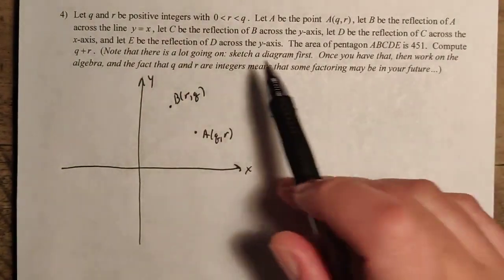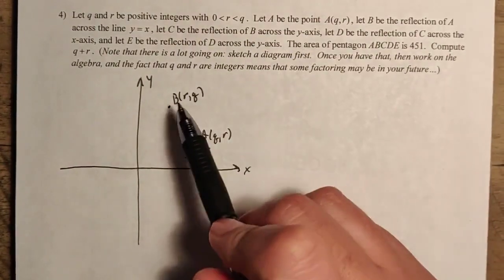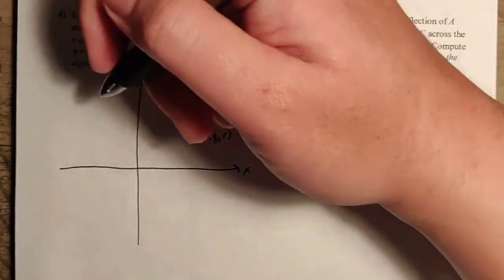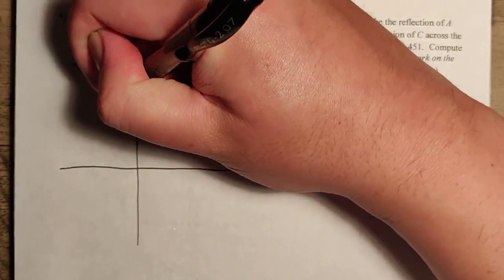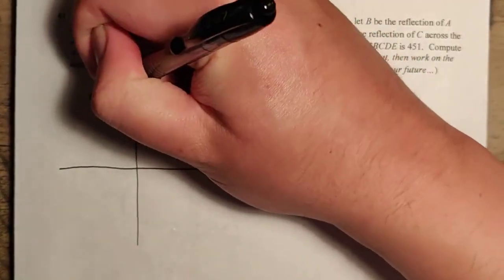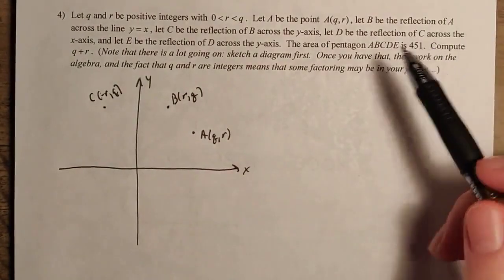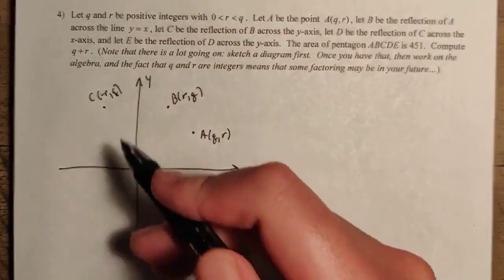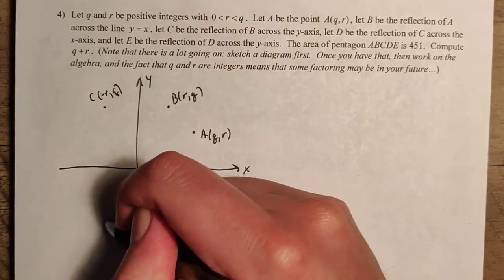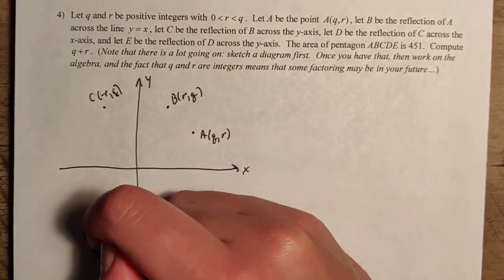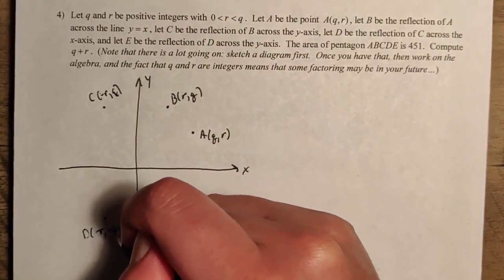Okay. Let C be a reflection of B across the y-axis. So when we're reflecting across the y-axis, just the x coordinate negates itself. So this is C at (-R, Q). D is a reflection of C across the x-axis. So again, we do this here. Now we're going to reverse that coordinate in this situation. So we get D is (-R, -Q).